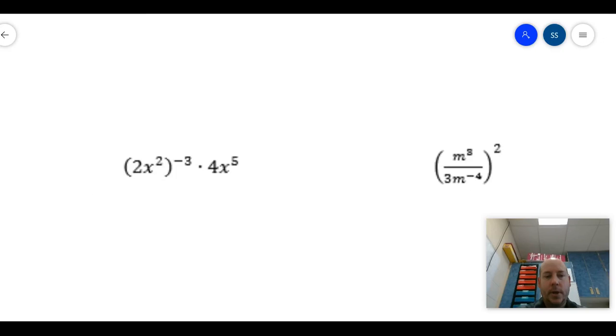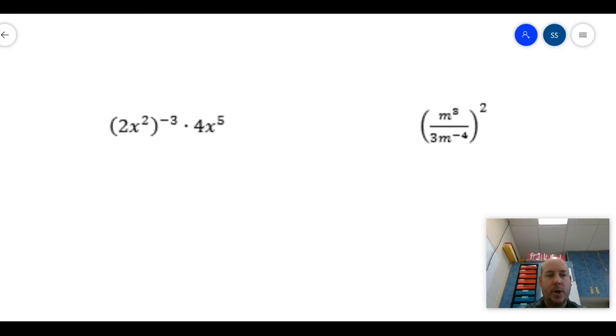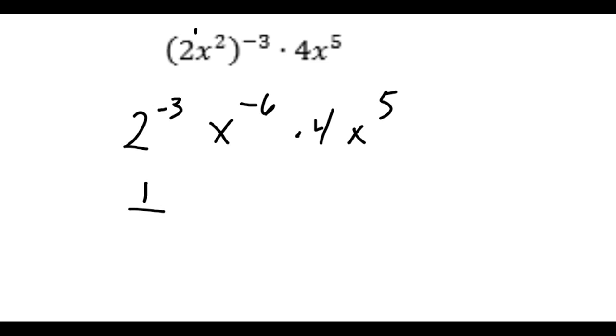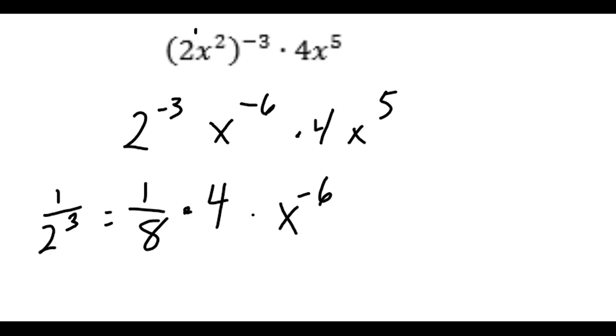Okay, next one here. Okay, similar idea. So we've got to get rid of parentheses first. So we're going to take each of those exponents times negative 3. So I'd have 2 to the negative 3rd power. Okay, and then I'd have x to the negative 6th times 4x to the 5th, right? 2 to the negative 3rd would be 1/8, right? 1 over 2 to the 3rd power. Make that positive and put it in the denominator, which is 1/8, so times 4. So again, I'm grouping together my coefficients, my numbers, my constants. And then I've got x to the negative 6th times x to the 5th.